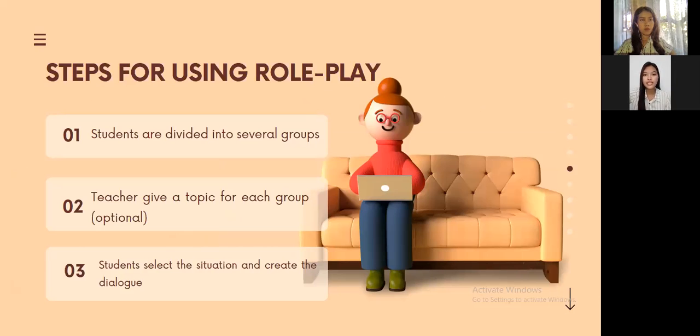Next, steps for using role play. 1. Students are divided into several groups. 2. Teacher gives a topic for each group. This is optional. 3. Students select the situation and create the dialogue.